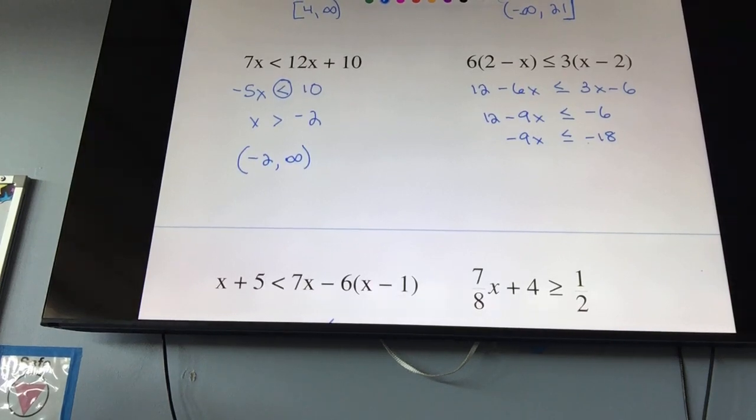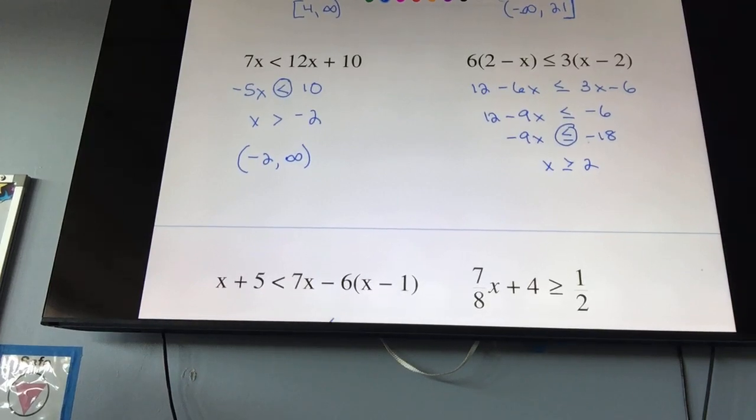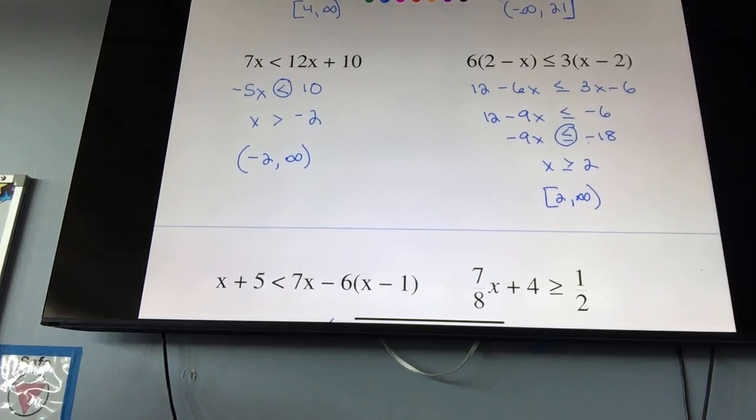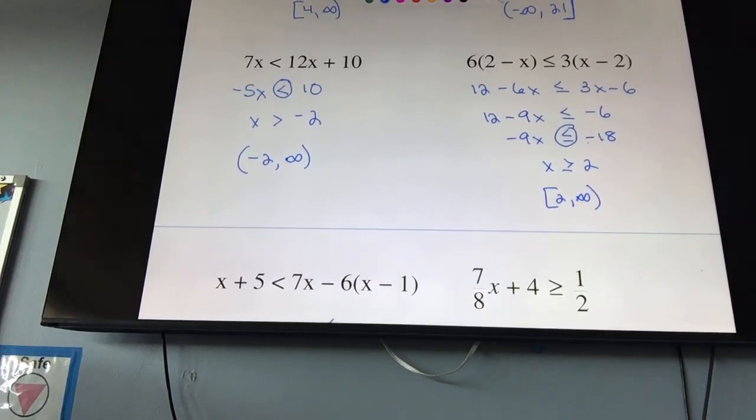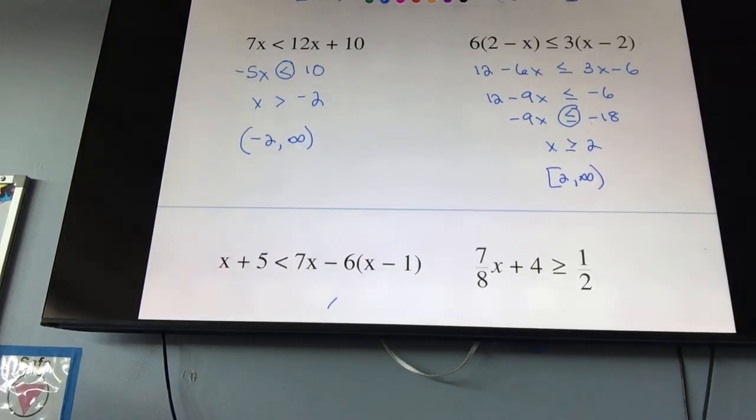Divide by negative 9. Switch the direction of that symbol. X is greater than or equal to positive 2. So I'm beginning at positive 2, going to the right, which means positive infinity. So bracket 2 to infinity. Make sure you're really careful about your parentheses and your brackets. If I can't tell, I would mark it wrong.